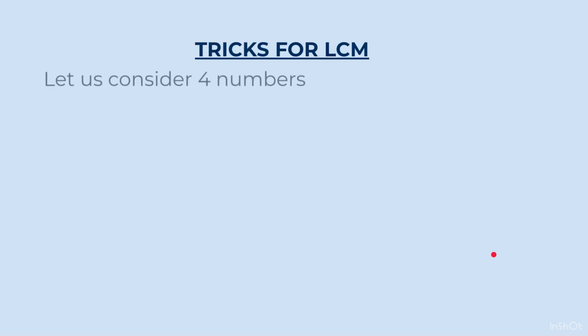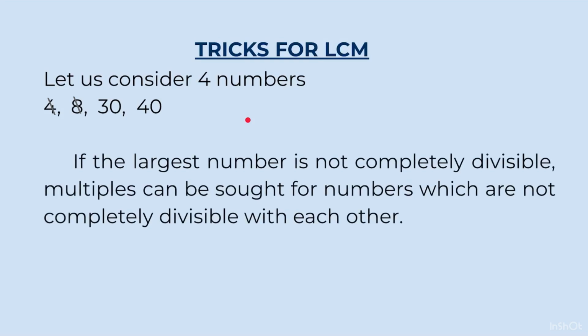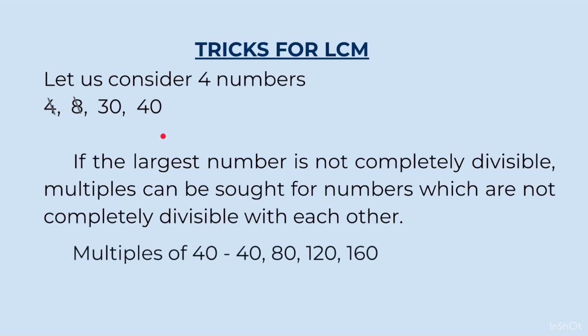Now that may not be the case every time. Let us consider another set of 4 numbers: 4, 8, 30 and 40. Again we will concentrate on the greatest number, 40. Now 4 is divisible by 40. 8 is divisible by 40, so we cancel out these 2 numbers. Now we are left with 30 and 40. 30 is not divisible by 40, so we will write the multiples of 40 alone. If the largest number is not completely divisible, multiples can be sought for the numbers which are not completely divisible with each other. So we write the multiples of 40.